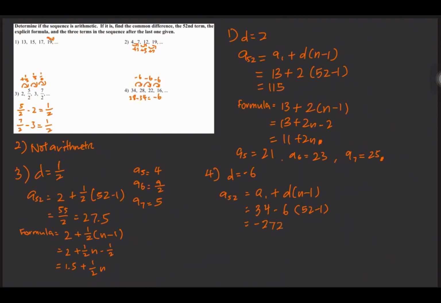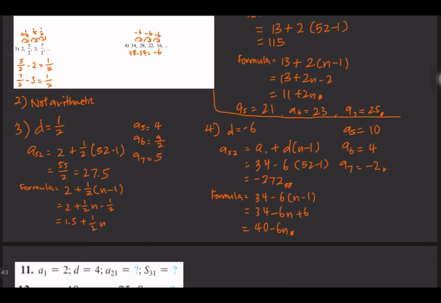The 52nd term will be negative 272. Now, explicit formula equals 34 minus 6(n minus 1) equals what? We get 34 minus 6n plus 6 equals 40 minus 6n. And then for the fifth term, of course, 16 minus 6 we get 10. Sixth term, 10 minus 6 we get 4. Seventh term, 4 minus 6 we get negative 2. And that is your answer.